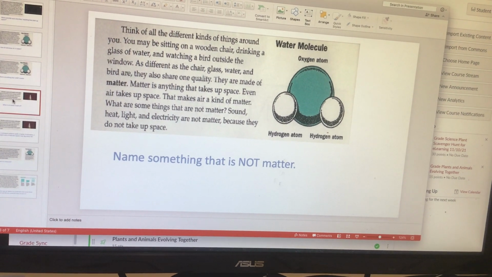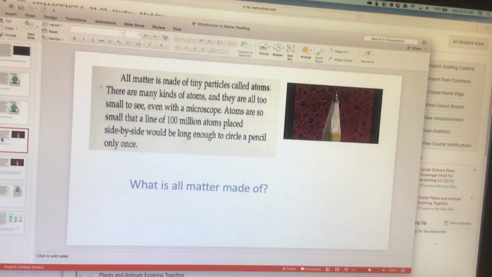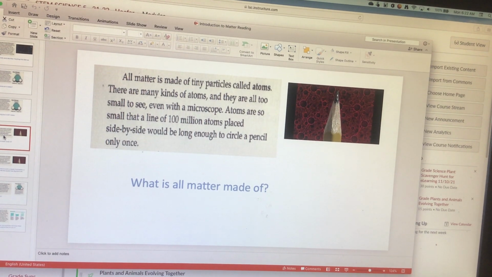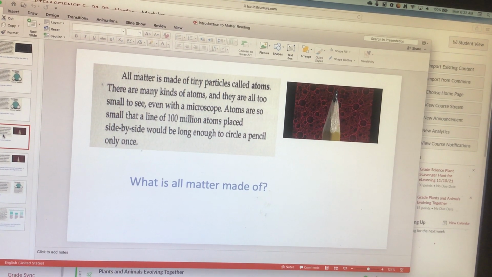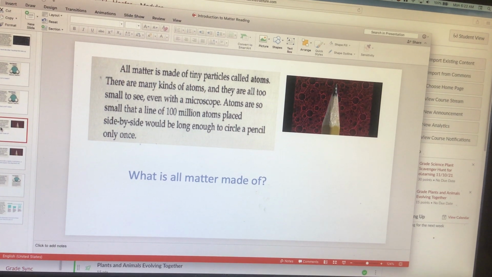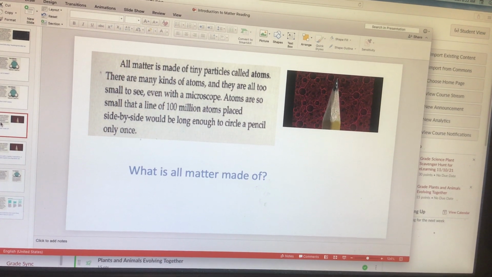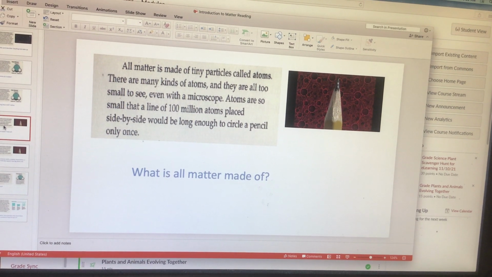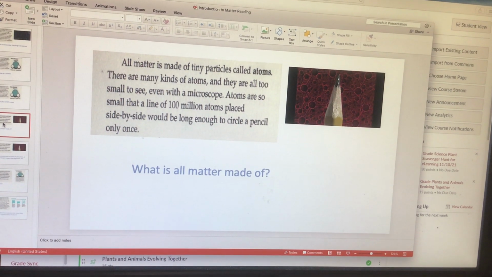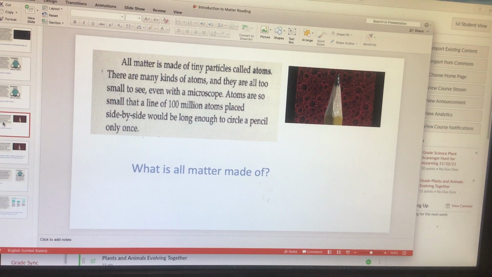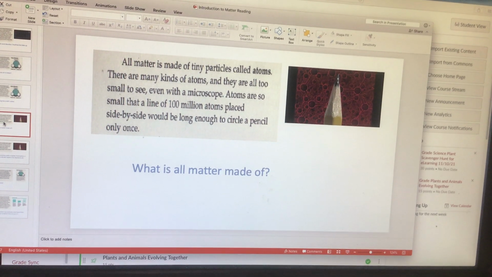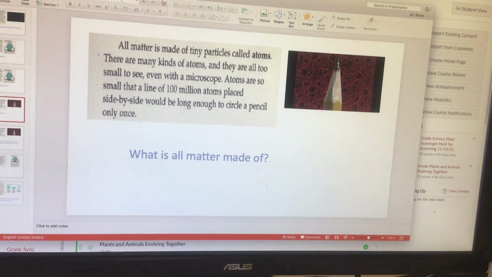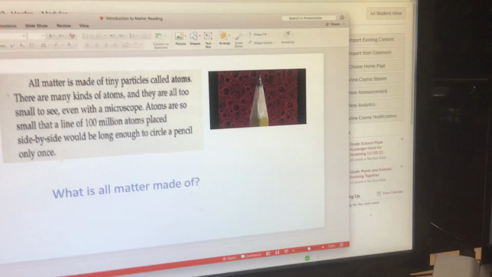All right, let's go to a new reading. All matter is made up of tiny particles called atoms. There are many kinds of atoms, and they are all too small to see even with a microscope. Atoms are so small that a line of 100 million atoms placed side by side would be long enough to circle a pencil only once. So if you put 100 million of them together, they'd only go around the circular part of your pencil one time.